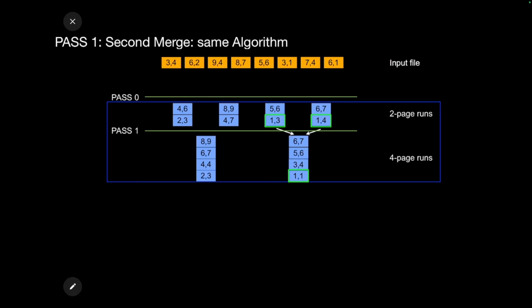Okay, so this is a merge. Yeah? And now we can do that level-wise. I'm doing it level-wise here. And I do it for these two runs, merge them into this 4-page run. Yeah? Now I'm done.